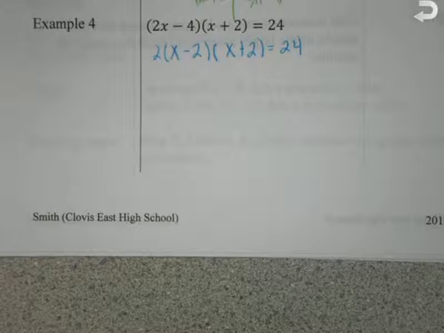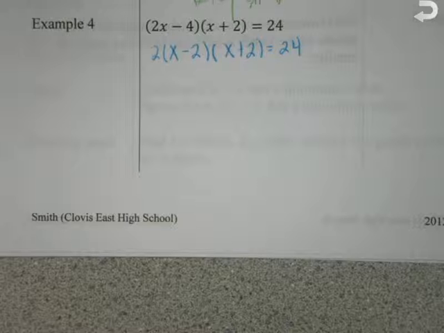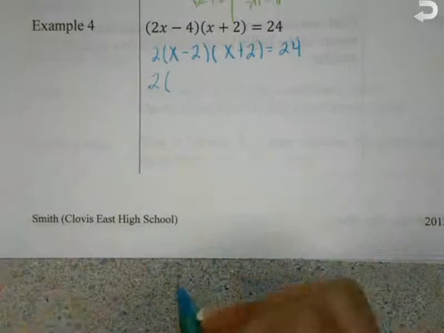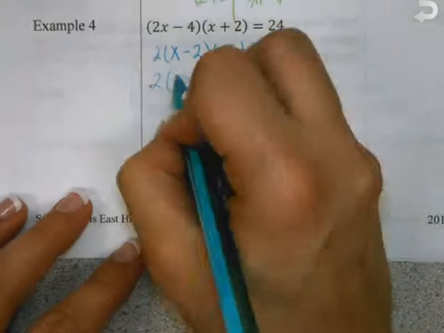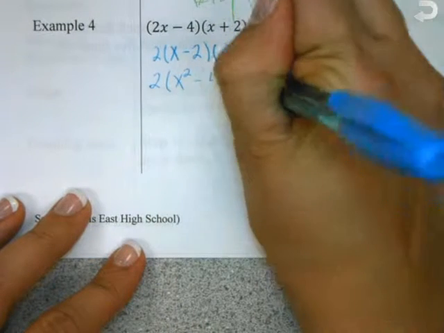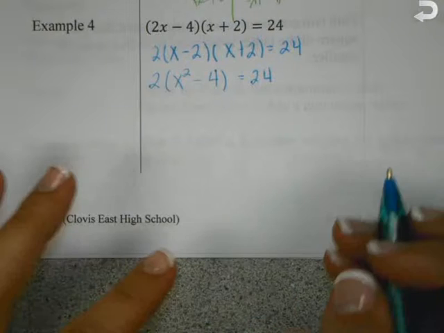x minus 2 times x plus 2, what does that look like to you? That's actually a difference of 2 squares. What would it look like if it wasn't factored out that way? x squared minus 4 equals 24. Now I have a quantity that I can substitute in. So we're going to let a equal x squared minus 4.